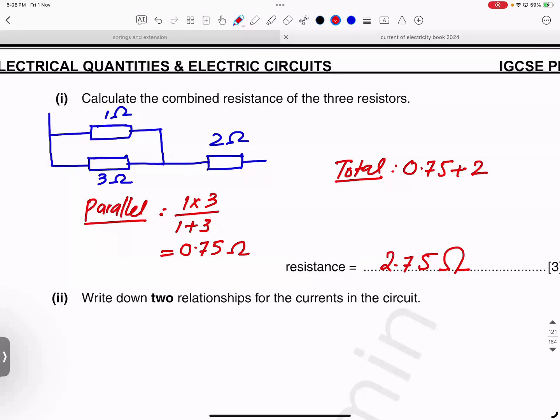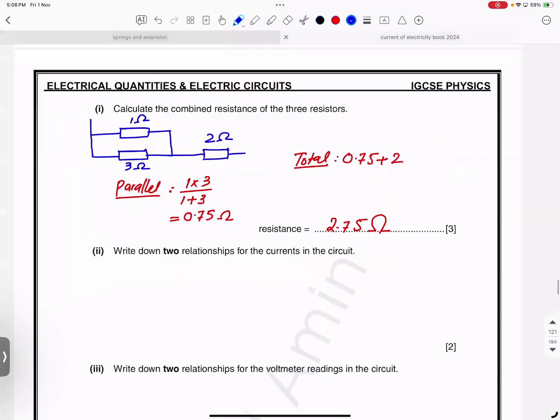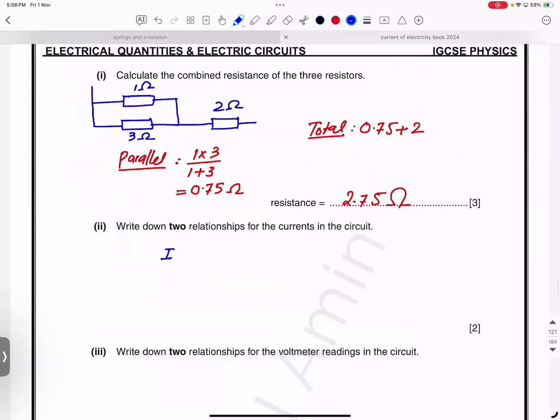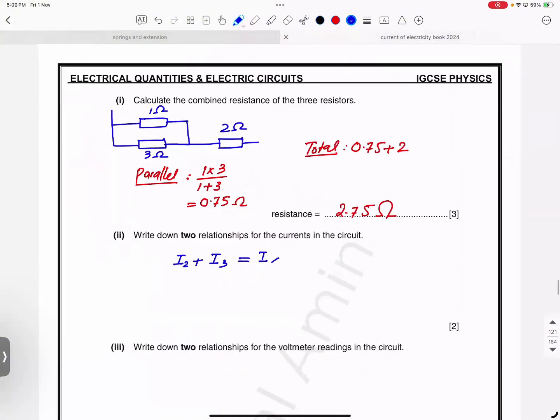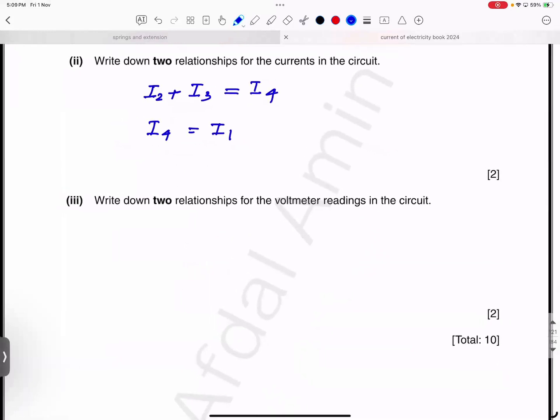Makes sense. Write down two relationships for the currents in the circuit. We already wrote. I told you current entering is equal to current leaving. So one was I2 plus I3 is equal to I4. And then we said I4 is equal to I1. Two relationships they asked, we already decided. Make sense? Sure. Next.